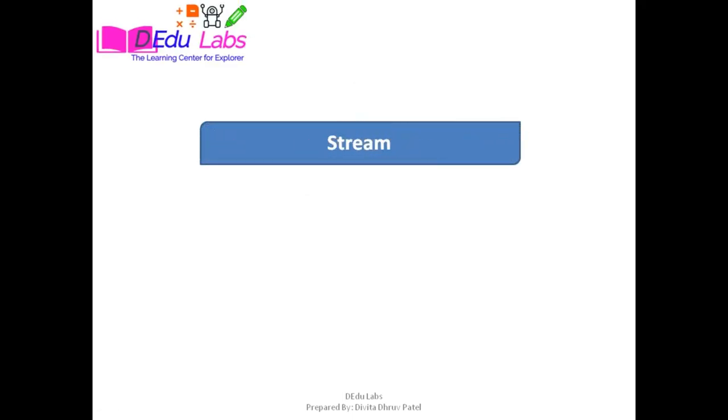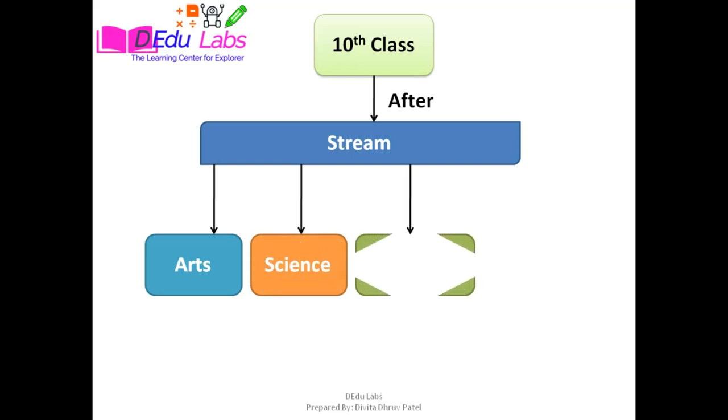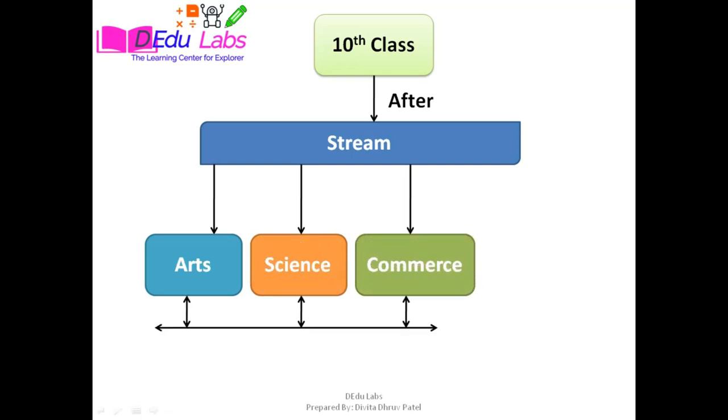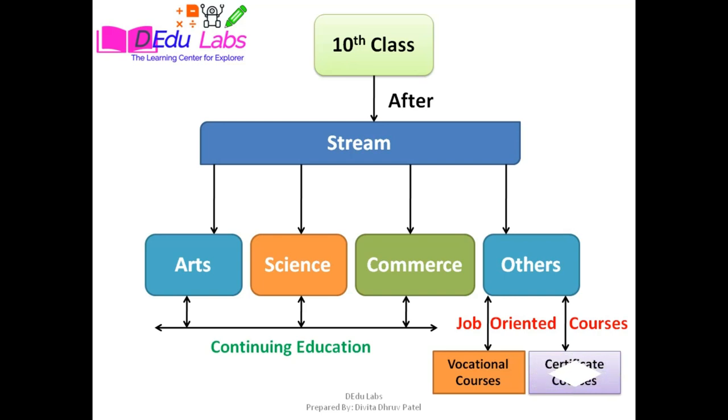There are three major streams available after 10th class. They are arts, science, and commerce. These streams are for continuous education, while there are other job-oriented short-term courses like vocational and certificate courses. Now, let's discuss courses available for continuous education in science, arts, and commerce streams.